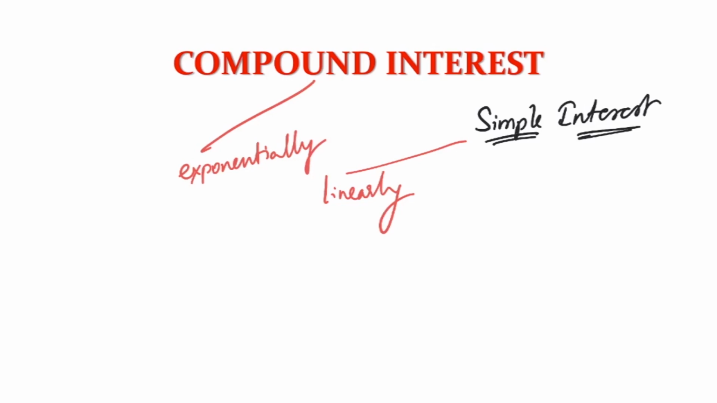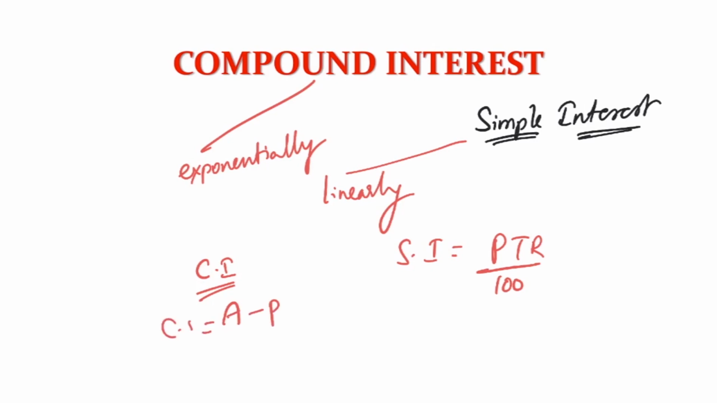And in simple interest, the formula for finding SI is PTR by 100, whereas in the concept of compound interest, there is no direct formula for finding CI. First we need to find the amount. After finding the amount, from the amount subtract the principal, and there we get the compound interest.